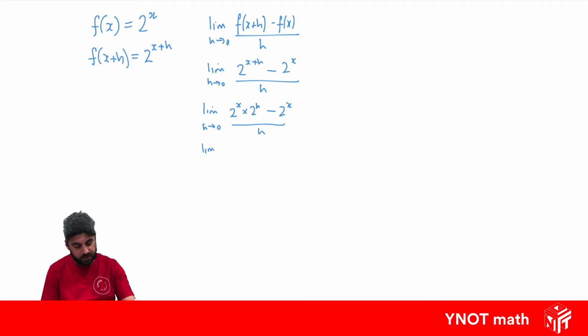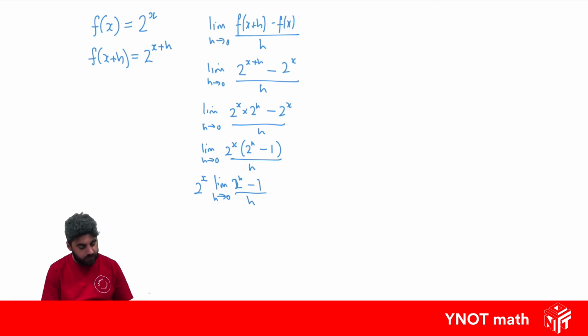I can now factorize out our 2 to the power of x. So we get 2 to the power of h minus 1 over h. And what we can do here is that we have the limit as h approaches 0, where we're treating h as a variable. So 2 to the power of x doesn't depend on h at all, so that can come outside the limit. So we get 2 to the power of x outside, times the limit as h approaches 0 of 2 to the power of h minus 1 all over h.